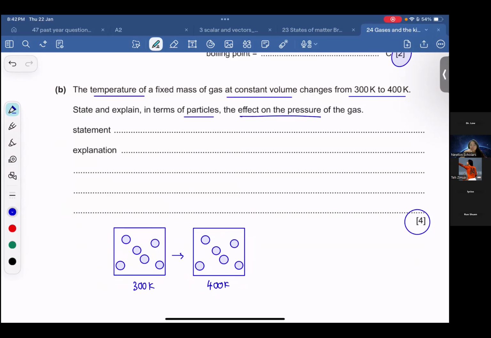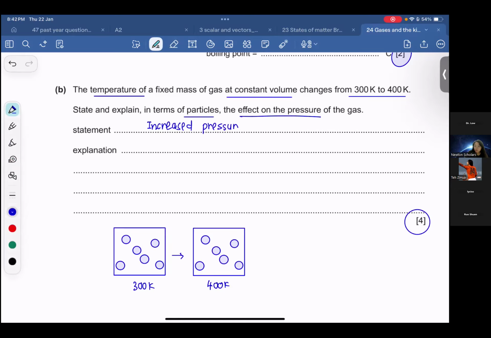Zihua said the kinetic energy of the particles will increase. Yes, kinetic, and the collision between them more often. 2 marks. And you didn't tell me the effect on the pressure. The question is actually asking what is the effect on pressure. So Zihua, you only score 2 marks. So dear, yes, increase pressure. Pressure will be higher.